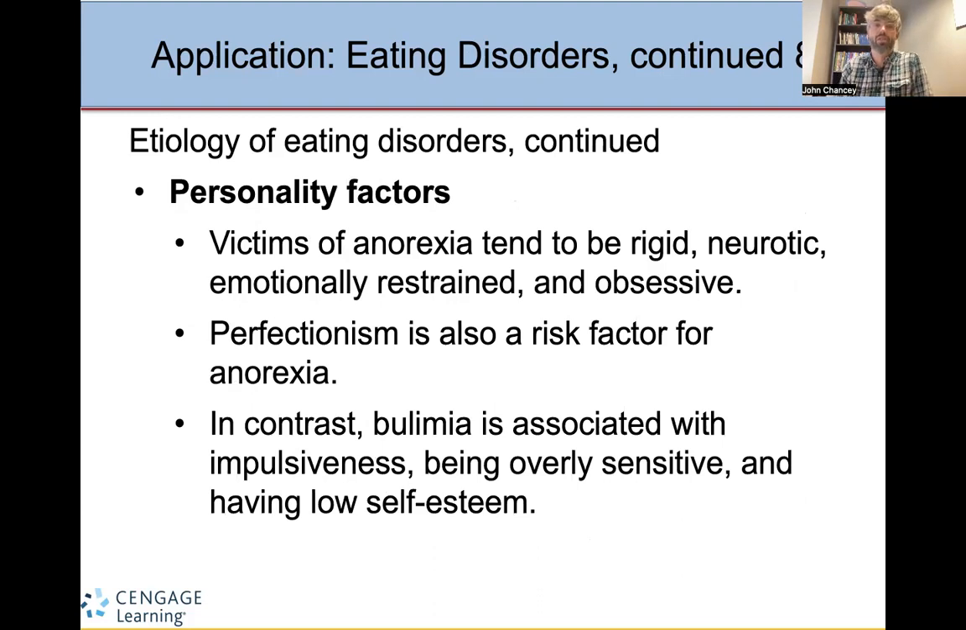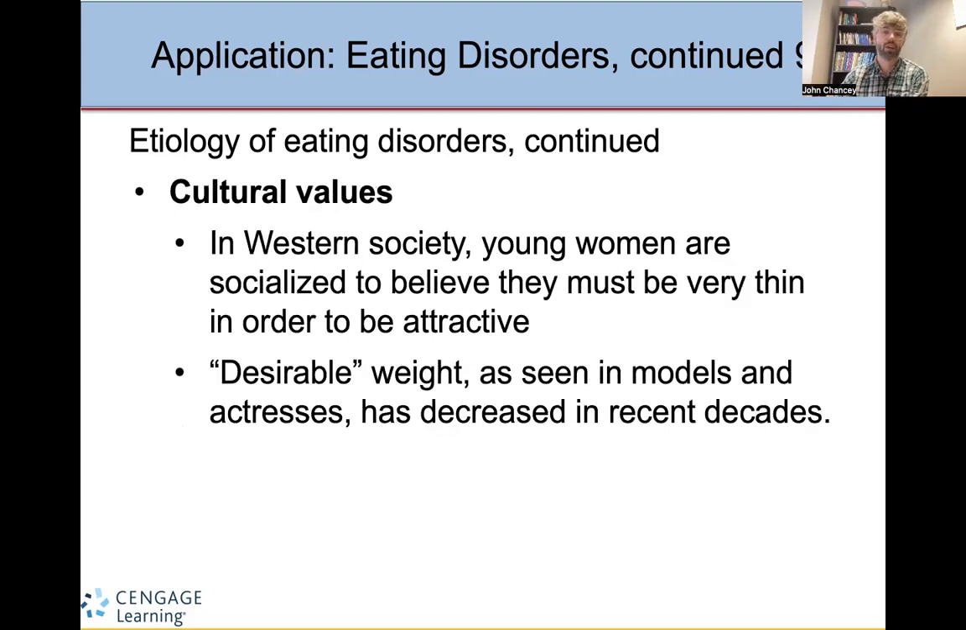There are personality factors: being more rigid, more neurotic, more obsessive, perhaps also scoring higher in perfectionism. Whereas with bulimia, maybe it's associated more with impulsiveness, being overly sensitive, and having low self-worth and self-esteem. Again, cultural factors also explain this. Thin is what is considered to be desirable in Western society. A lot of times we associate being desirable with being thin, with our weight. We're starting to see that change, but there's probably still a long way to go.